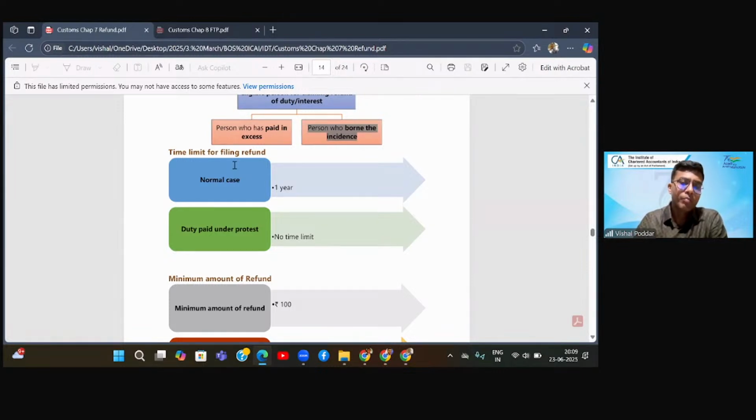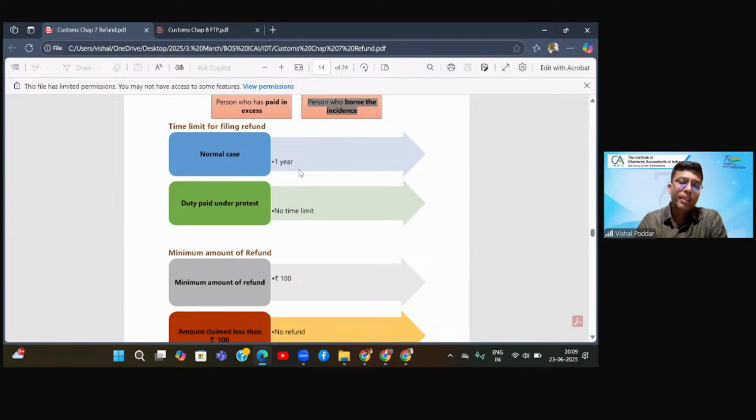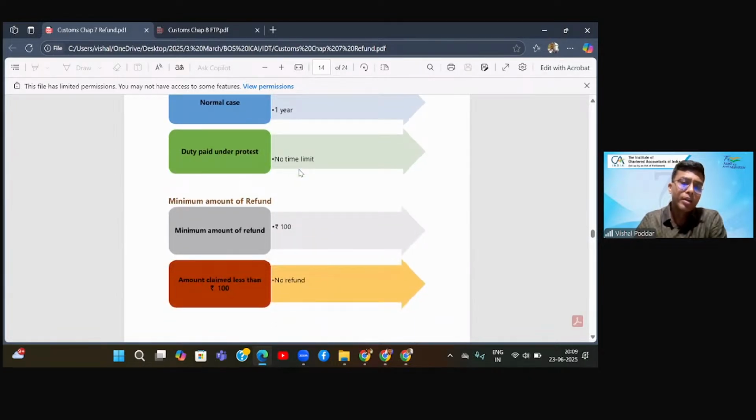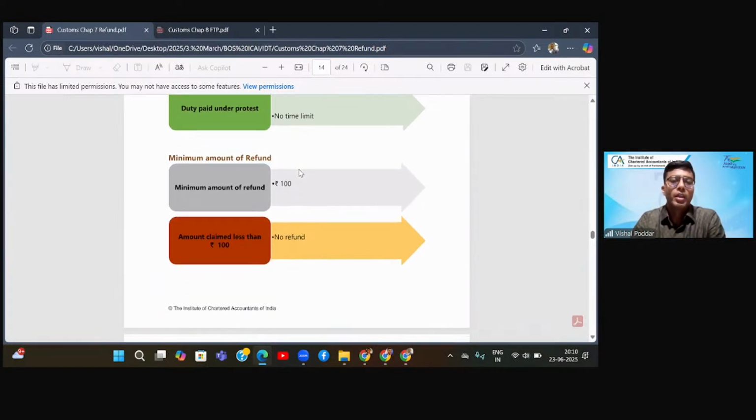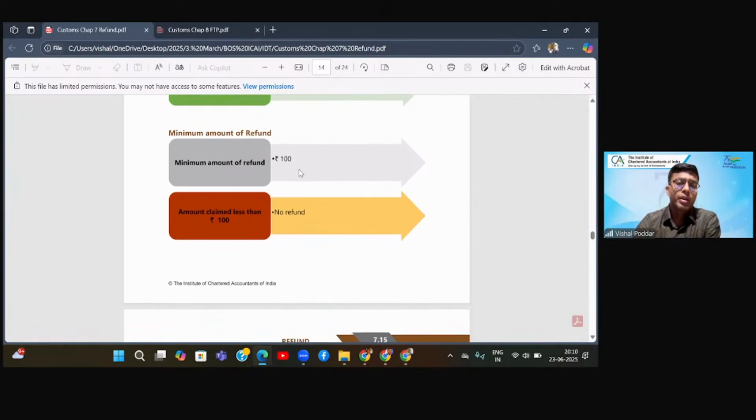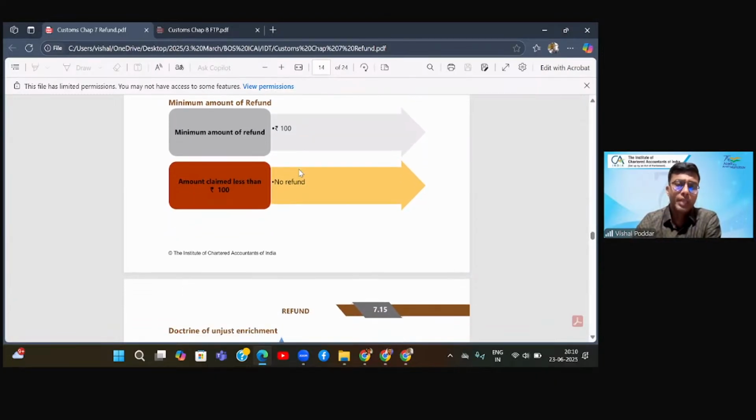What is the time limit for making this refund application? It is 1 year in regular cases, and where it was paid under protest. What is paying under protest? You yourself at the time of making payment mention that I am not sure whether this duty payment is applicable or not, but I don't want to take a chance. I don't want to fall in the category of a person who has not paid the tax. So I am myself paying this tax, but I do not agree to this. Hence, I am paying this under protest. That is what is duty payment under protest. If that is done, and you at the time of making payment itself mention it to the department that is payment under protest, for which no time limit is applicable.